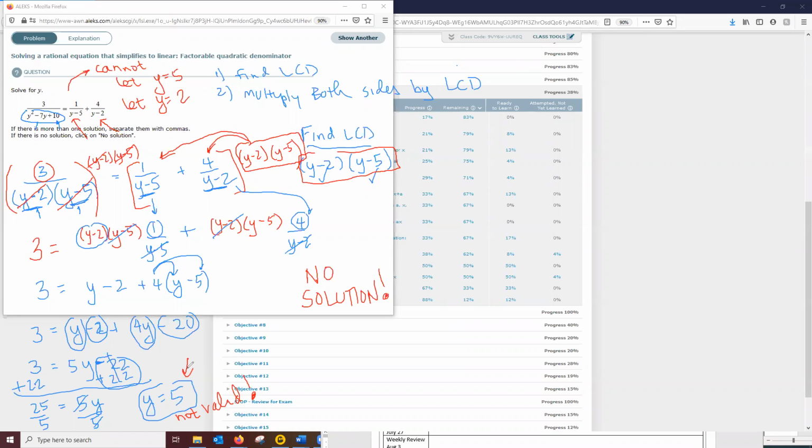We came up with this possible answer of y equal 5, but we had to know that that wasn't allowed as a solution because it would result in division by 0. So that means we cannot use y equal 5, which takes us to a no solution result. Okay? And when you go to do this in ALEKS, there will be an option for you to pick from that says no solution.